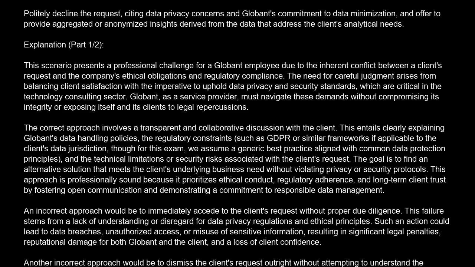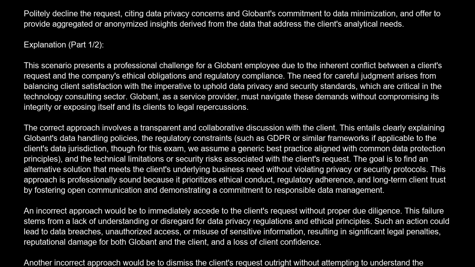The goal is to find an alternative solution that meets the client's underlying business need without violating privacy or security protocols. This approach is professionally sound because it prioritizes ethical conduct, regulatory adherence, and long-term client trust by fostering open communication and demonstrating a commitment to responsible data management.